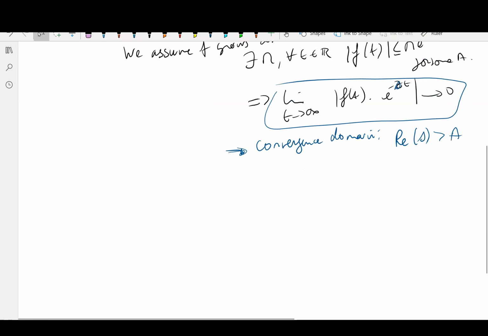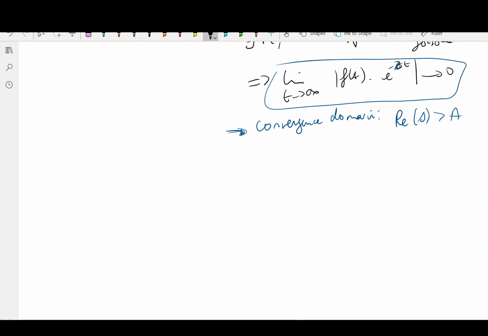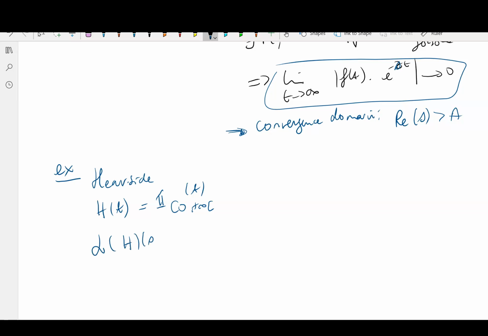Let's do our first example. Let's choose the Heaviside function, also called the unit step function. So h of t is just the indicator function of the positive numbers. Let's do the Laplace transform of this function. It's going to be the integral from 0 to plus infinity of 1 times the indicator of 0 plus infinity.